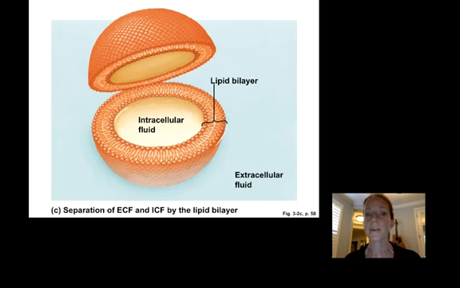Here's a very simple diagram of a cell where we have the phospholipids here in orange that make up the lipid bilayer. So the phospholipids, there's one layer, and there's a second layer, and the tails point inward towards each other to make a lipid bilayer. This lipid bilayer, made up of phospholipids, separates the outside of the cell, or the extracellular fluid, from the inside of the cell, or the intracellular fluid.